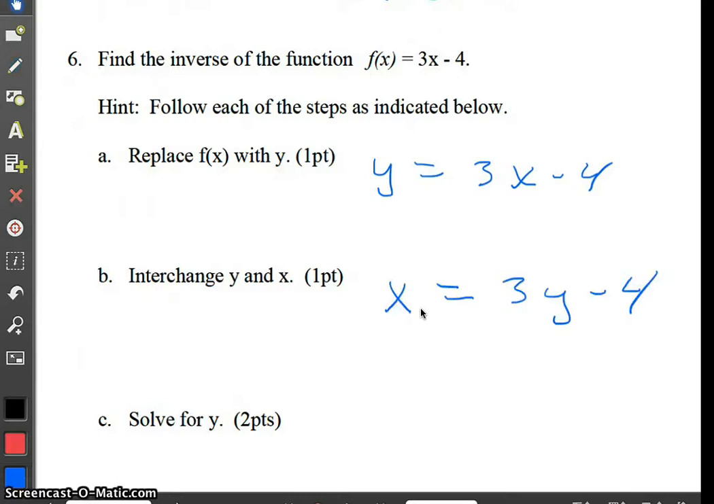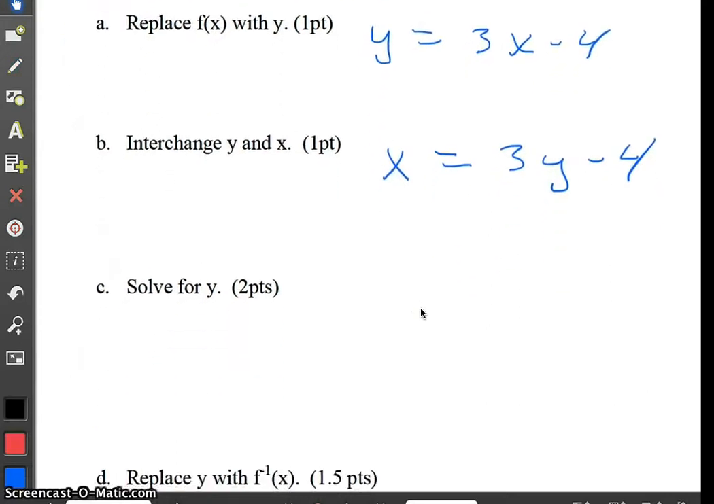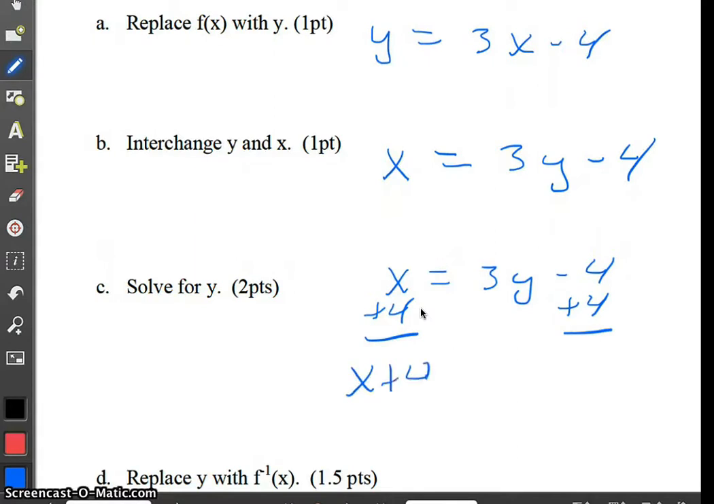All right, now what else? Solve for y. So my job here is to get y by itself. Let me write it over. So I have x is equal to 3y minus 4. I'm going to add 4 to both sides. Now these are unlike terms, you can't add them together. So it's going to be x plus 4 equals 3y. Now is y by itself? No. So what's the opposite of multiplying by 3? Well, of course, it's dividing. So I'm going to divide everything by 3.